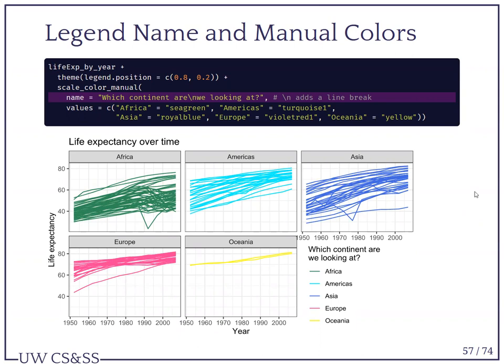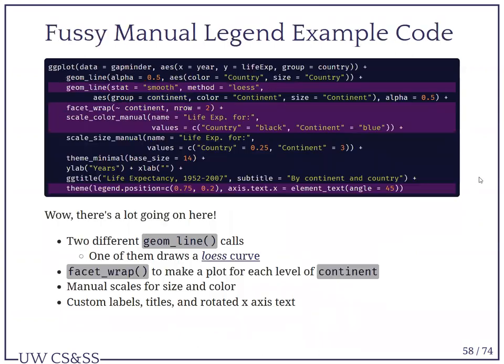Okay. So sometimes manual legends get really fussy. And the reason for this is if you have additional scales as layers, you have to specify again what the name of the legend is going to be. So I've included this example so that you have one to check on how this works. Even though this is really hard to look at, especially for a brand new R user, it's just like, what in the world am I doing here?